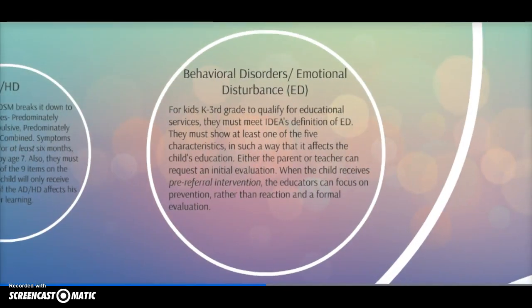And then for behavioral disorder or emotional disturbance, for children that are in kindergarten to third grade, in order to qualify for educational services, they must meet IDEA's definition of emotional disturbance. They must show at least one of the 5 characteristics, and it has to be in such a way that it affects their education. So either a parent or a teacher can request initial evaluation, and the sooner they can get the evaluation and intervention, the sooner the teachers can focus on prevention rather than wait for situations to happen and then have to react to those.